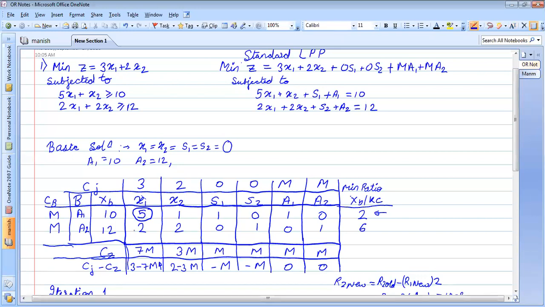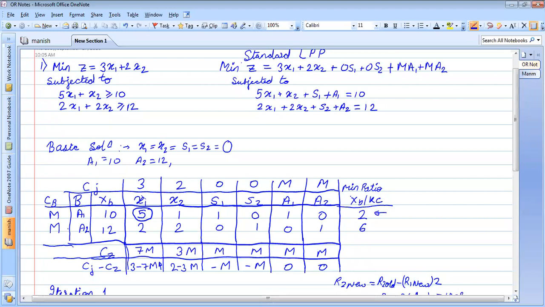So what we have done here is we have written all the coefficients. Then we write the Zj value. For Zj value, the coefficient of x into CB, CB into x. So M into 5 is 5M, M into 2 is 2M. 5M plus 2M is equal to 7M. Correct?